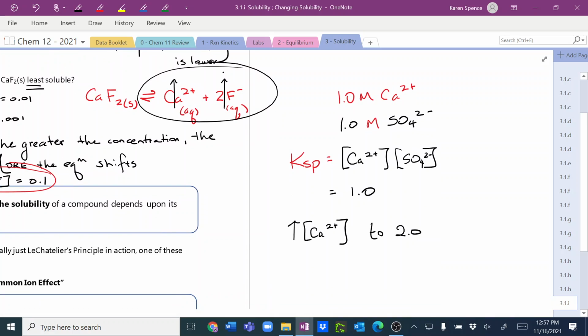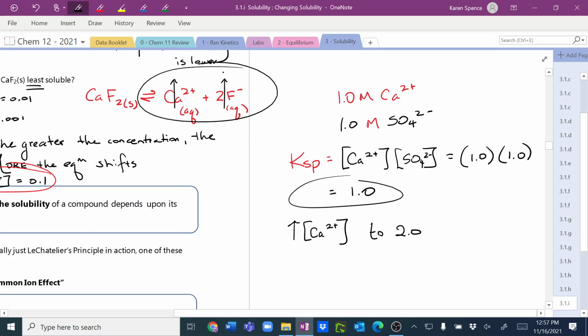It'll actually be 0.5 because what we're going to have here is 1.0 times 1.0 gives us 1.0. And then if we have our KSP, we know KSP is 1. So 1 then is equal to our calcium, which is now 2.0 times something. So that's going to be 0.5.